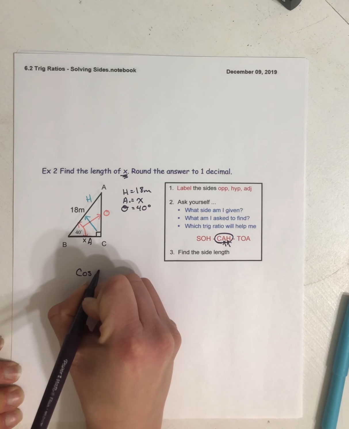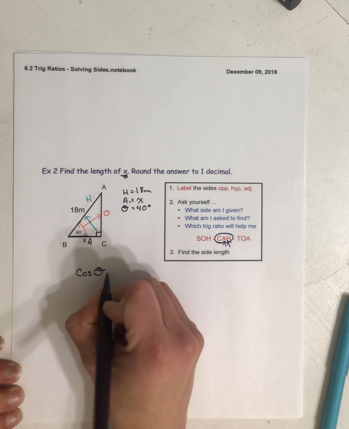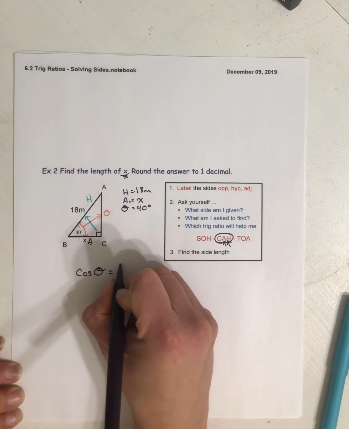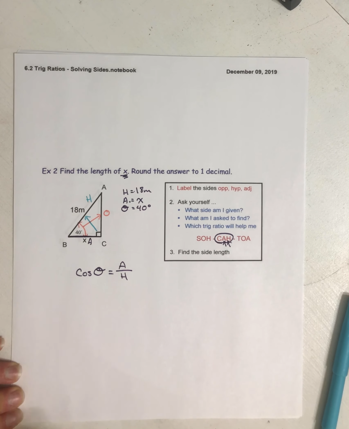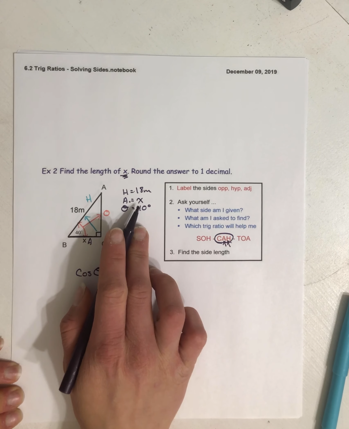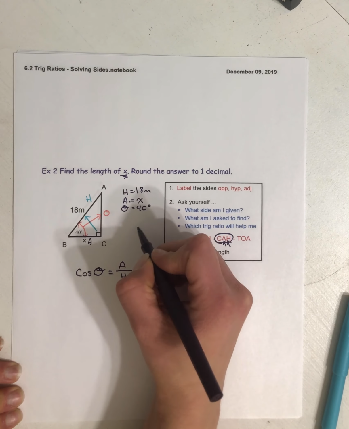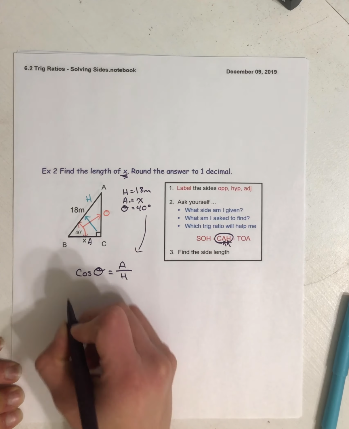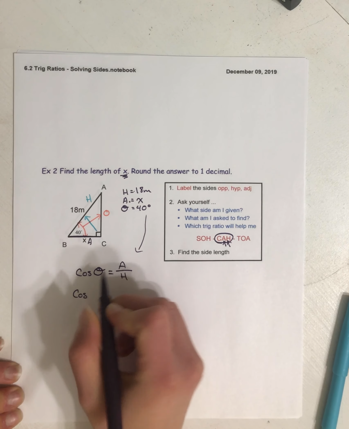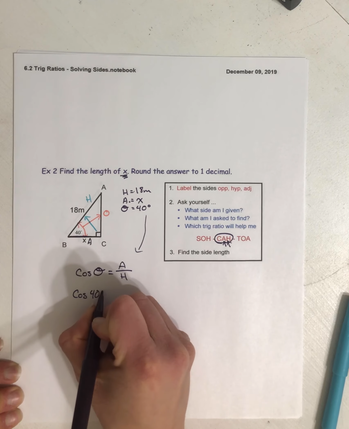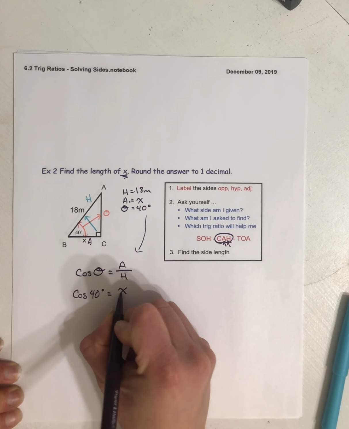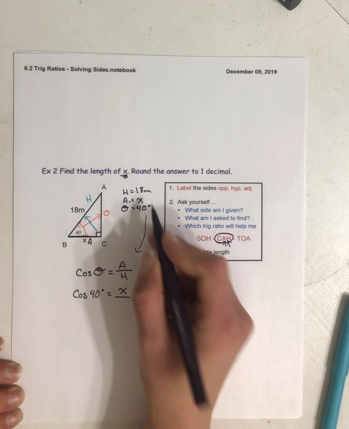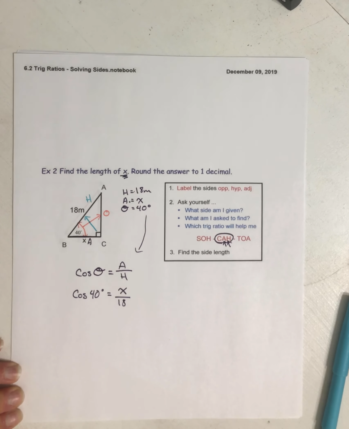I would write cosine theta equals adjacent over hypotenuse. And then I would plug the information that I have up here into my equation. So I have cosine, and my theta is 40, equals adjacent is x, and my hypotenuse is 18. So now I need to solve for x.